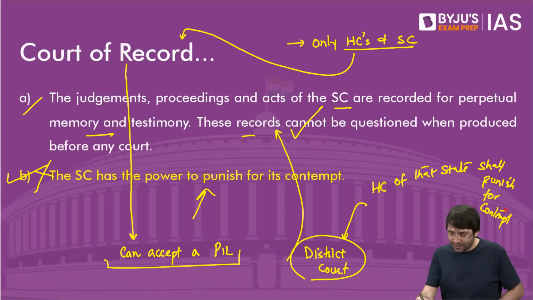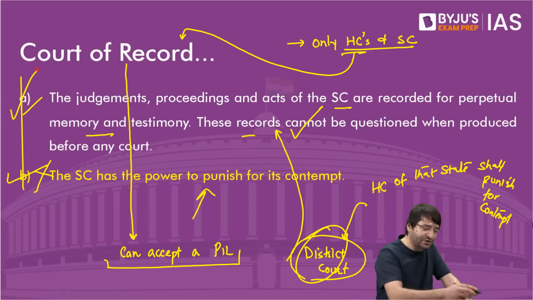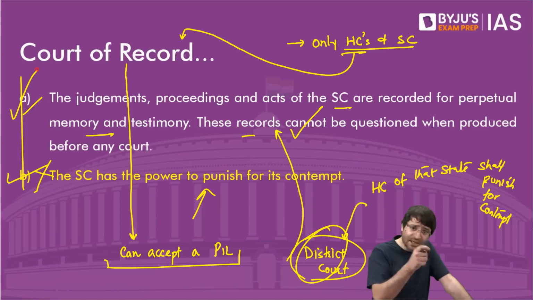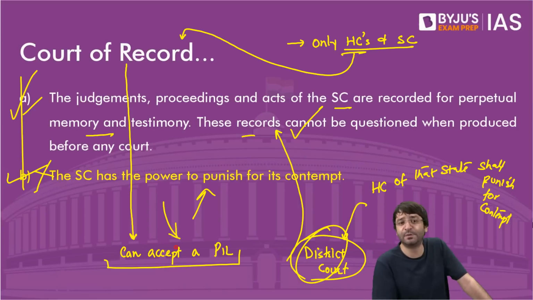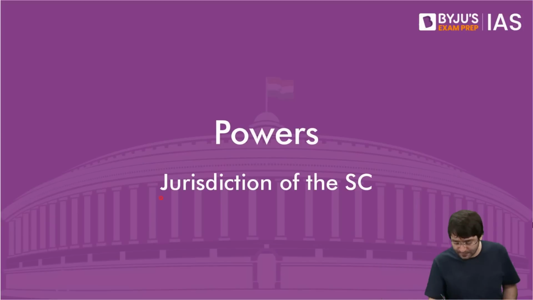Which means only high courts and the Supreme Court satisfy both these conditions. District courts satisfy only condition number 1, not condition number 2. That means only high courts and the Supreme Court act as courts of record. And only in such judicial bodies can one file a public interest litigation, which means you can't file a PIL in a district court. You can file a PIL in a high court or in the Supreme Court. And what is that PIL? We will discuss tomorrow.